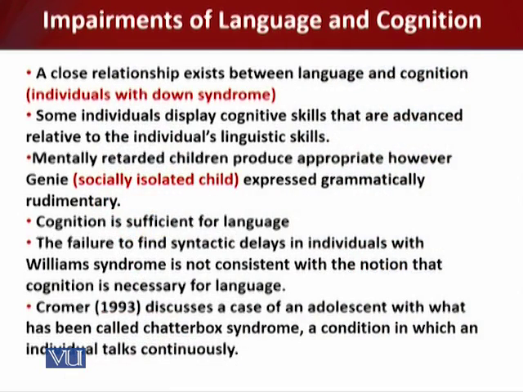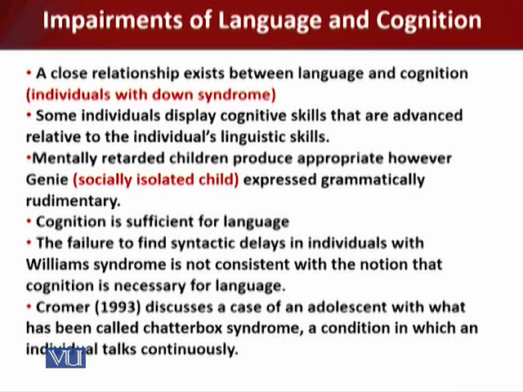A close relationship exists between language and cognition. Now we all know that there is a relationship, and the relationship is very strong, because language has to be processed through the cognitive processes. Therefore, the notion that a close relationship exists between language and cognition has to be considered, because it has generally been supported by studies of individuals with Down syndrome reviewed by Rosenberg.